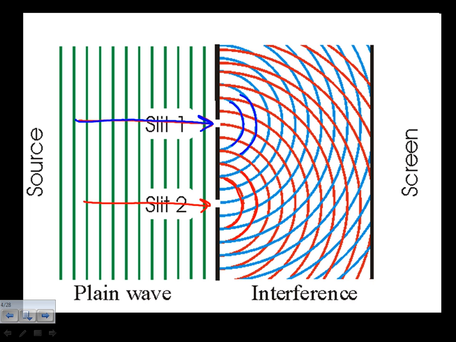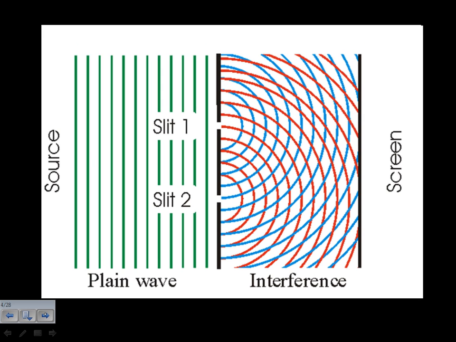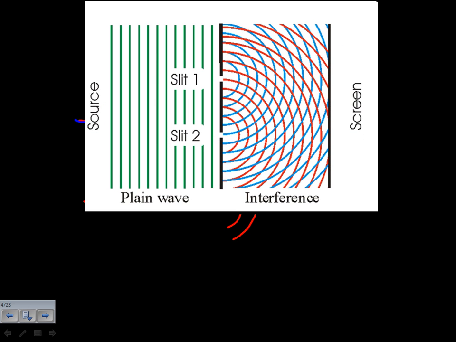And so you'll notice where you have a crest and a crest, these are going to be constructive interference, and then a crest with a trough, which is the space in between, would be your destructive interference. Well, put it all together on your intensity screen.